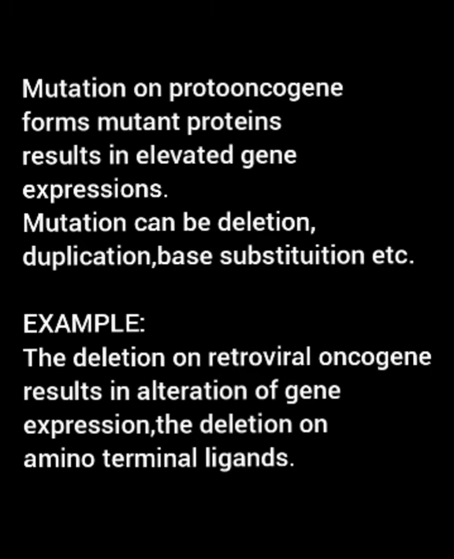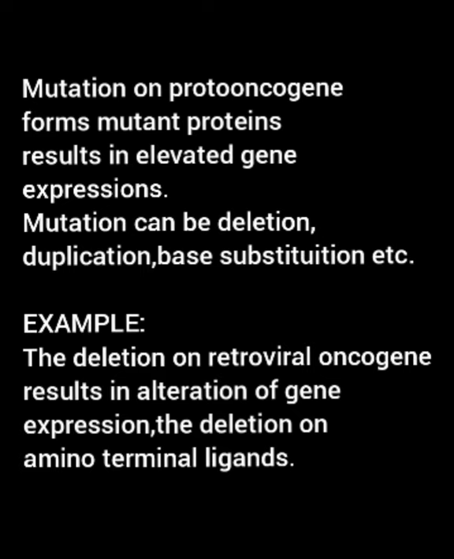If any kind of mutation occurs in the proto-oncogene, that may result in the formation of certain mutant proteins, and these proteins may result in an alteration in gene expression and tumor development. The mutation that occurs in a proto-oncogene can be of any type, such as deletion, duplication, base substitution and so on. An example is a mutation that occurs in a retroviral gene, which may result in an alteration of gene expression, and this alteration may result in a deletion of the amino terminal ligand.